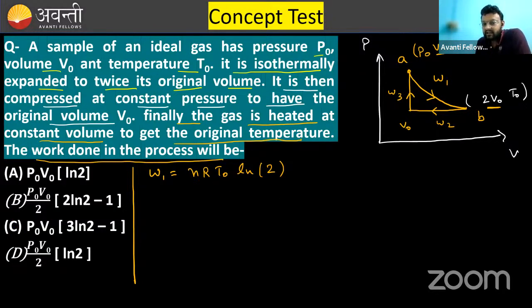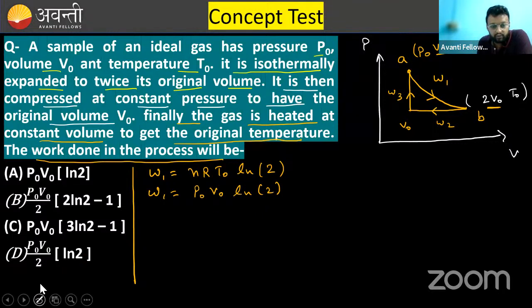From the ideal gas equation, we have to eliminate this term. So W1 is going to be, PV is equal to nRT. So we can write it as P naught V naught ln 2. This is our work 1.